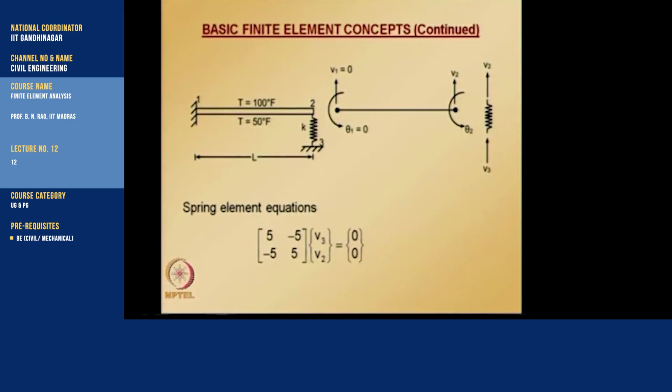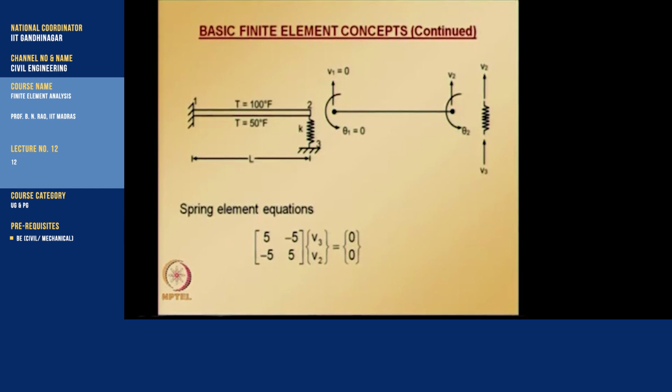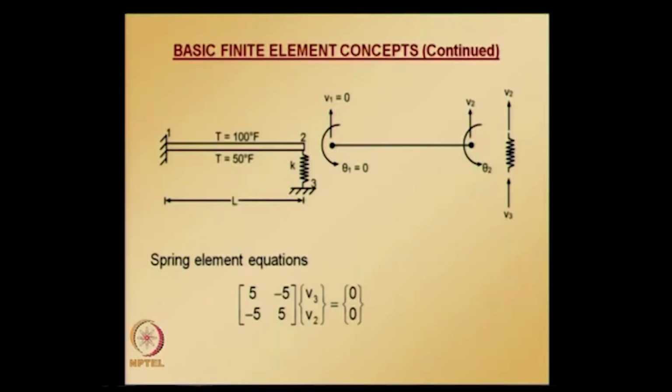To decide that, the spring is connecting node 3 and node 2, and at node 2 we need to note that the common degree of freedom between the spring element and the beam element is the transverse displacement V2. So the spring element goes into rows and columns 5 and 3 of the global equation system.